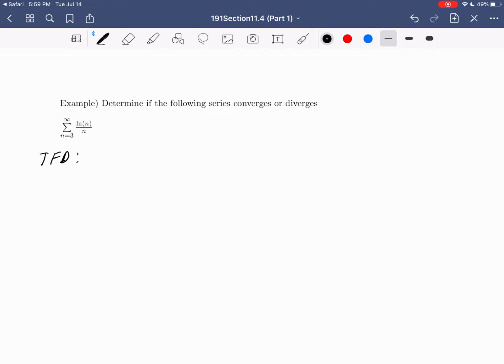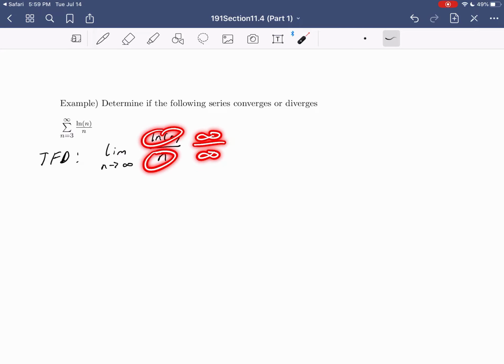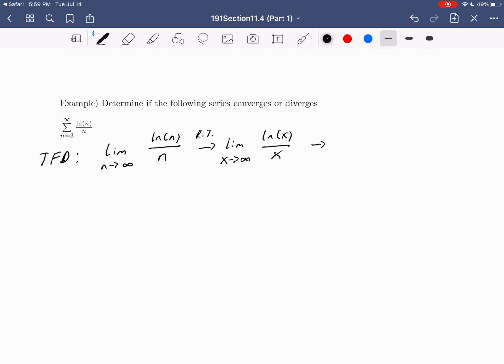The test for divergence means that we want to apply the limit as n goes to infinity of ln of n over n. We want to see what happens to these terms. This is something where we would probably want to apply L'Hopital because we have infinity over infinity, and they're different types of functions. Here, this is a logarithm. This is a polynomial. So let's replace n with x so that we can use L'Hopital. So we have ln of x over x. Then we can L'Hopital that. We have the limit as x goes to infinity of 1 over x over 1. And it should be clear that that's equal to 0.